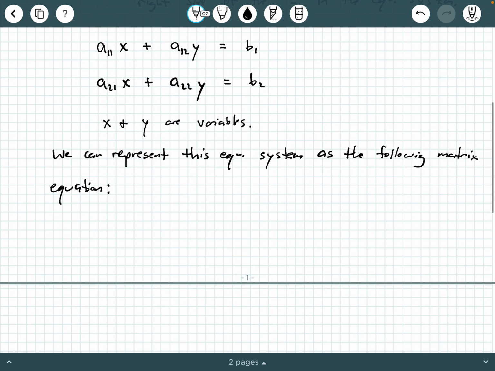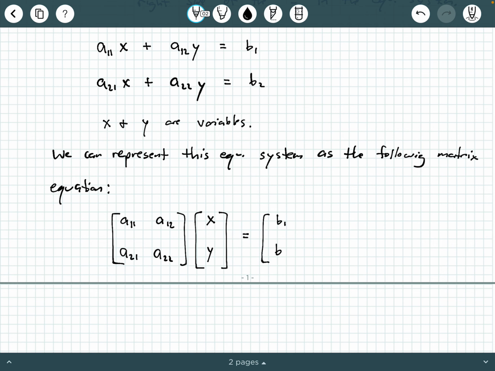So watch what I'm going to do here. I can make a 2 by 2 coefficient matrix of the coefficients of the variables A11, A12, A21, and A22 times a column vector representing the variables, and so it has the variable designations x and y, equals another column vector b1 and b2. Now, you may be wondering, how did I get to this? Well, I use the idea of matrix multiplication. Watch this. It's like using matrix multiplication but going backwards.